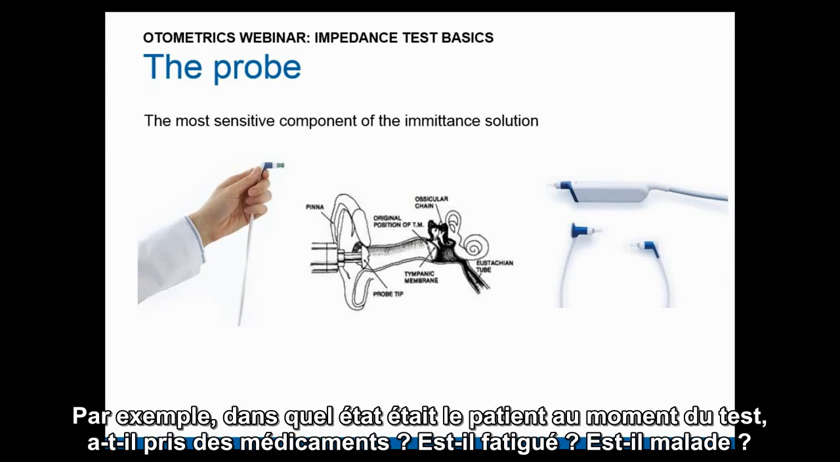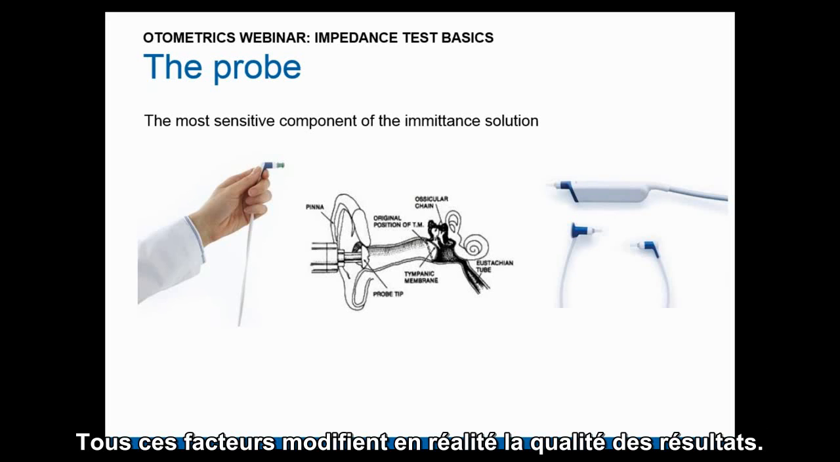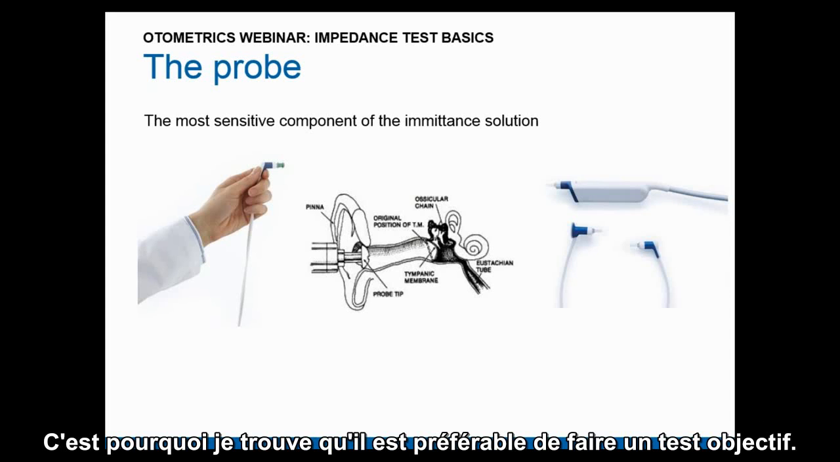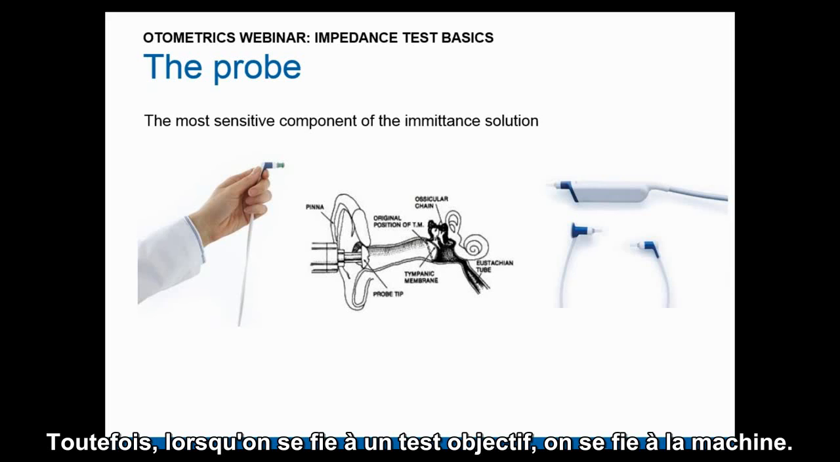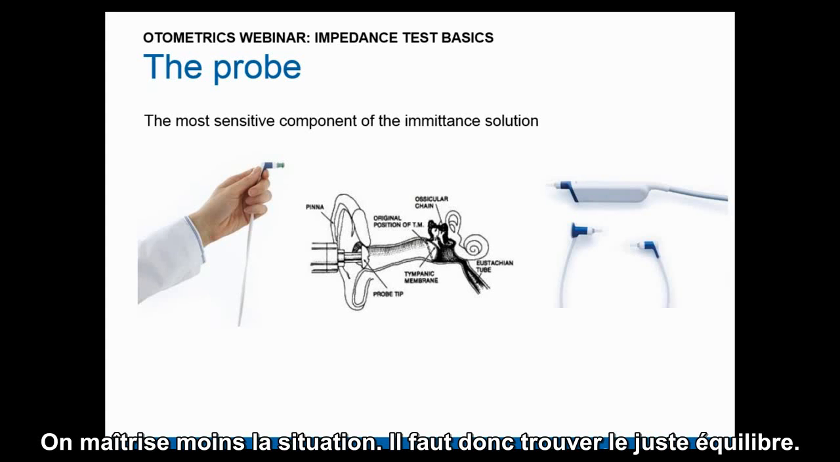Did he take some medication? Is he tired? Is he sick? And all these factors will change the quality of the results. But having an objective test is way better. But on the other hand, when we rely on an objective test, we rely on the machine. We have less control. So we need to find some kind of balance.